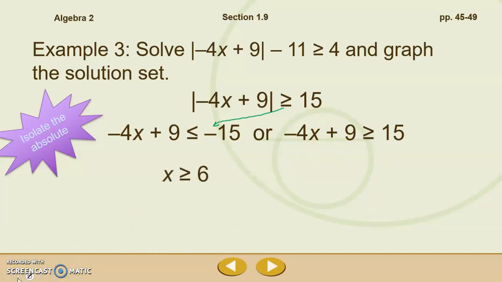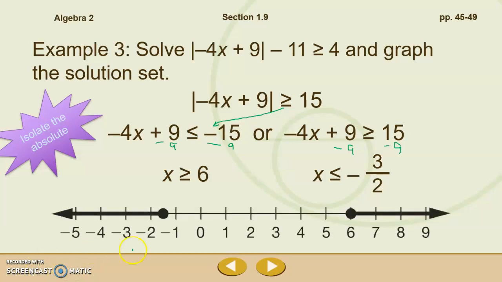We'll solve each of those individually by moving the constants so that they're on one side, dividing by the 4 to get the x all alone, and when we do that, we get x is greater than or equal to 6, and x is less than or equal to negative 3/2. On a number line, that's what that looks like. Our original inequality said greater than, so we know we should have had two different lines going two different directions, and we do.